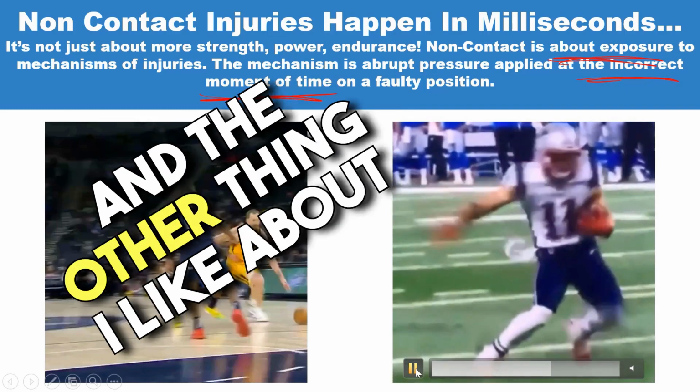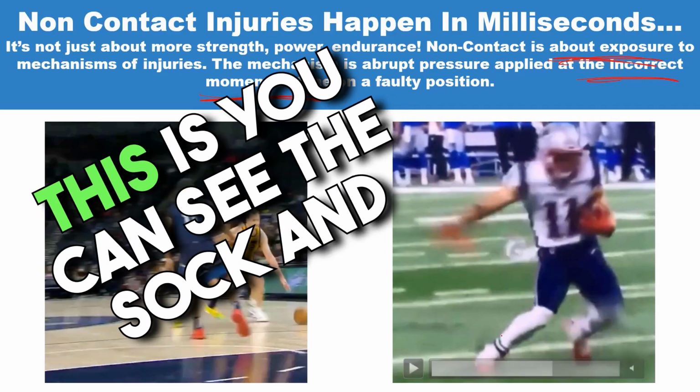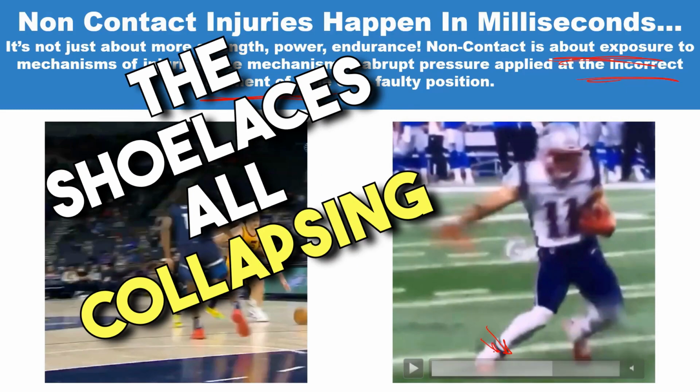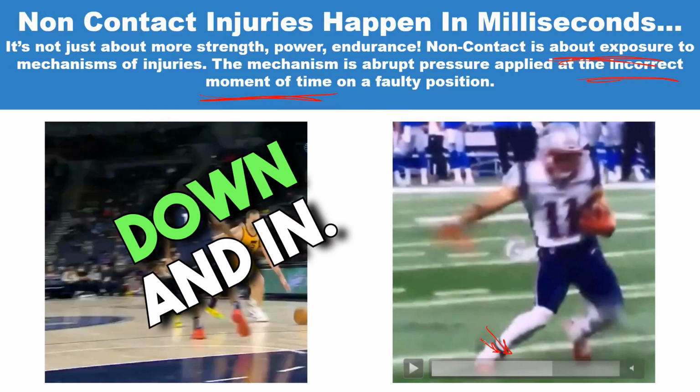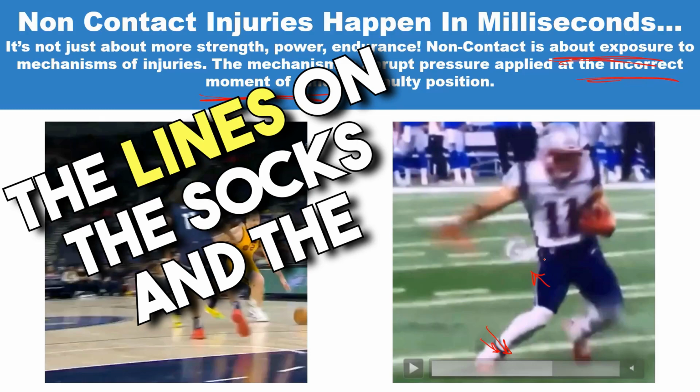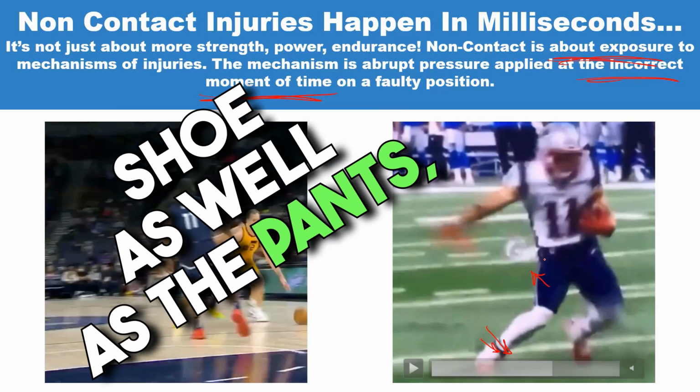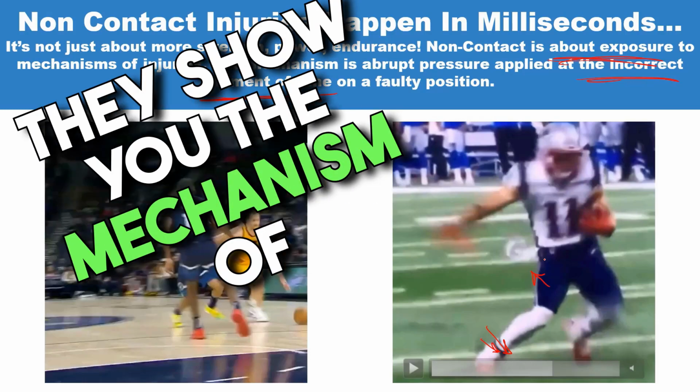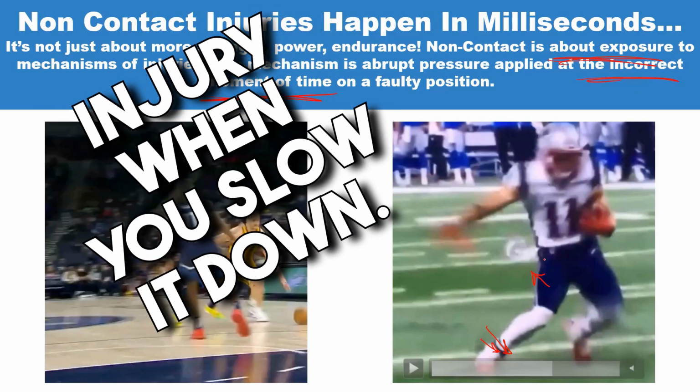At the femur, and the other thing I like about this is you can see the sock and the shoelaces all collapsing down and in. So those two markers, the lines on the socks and the shoe, as well as the pants, show you the twist. They show you the mechanism of injury when you slow it down.